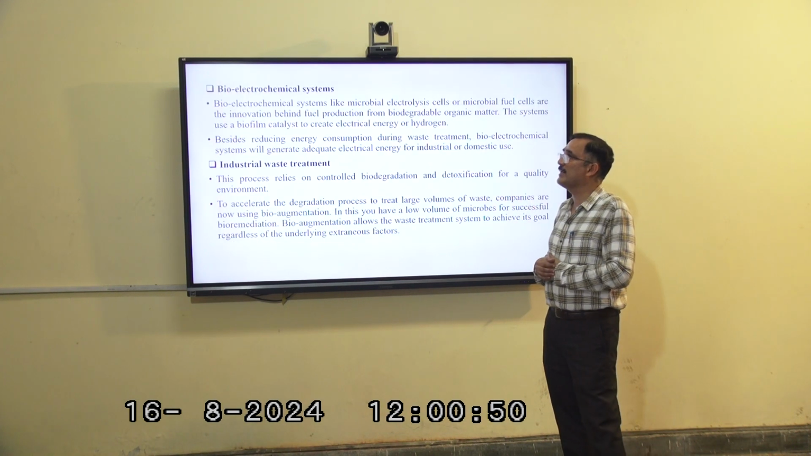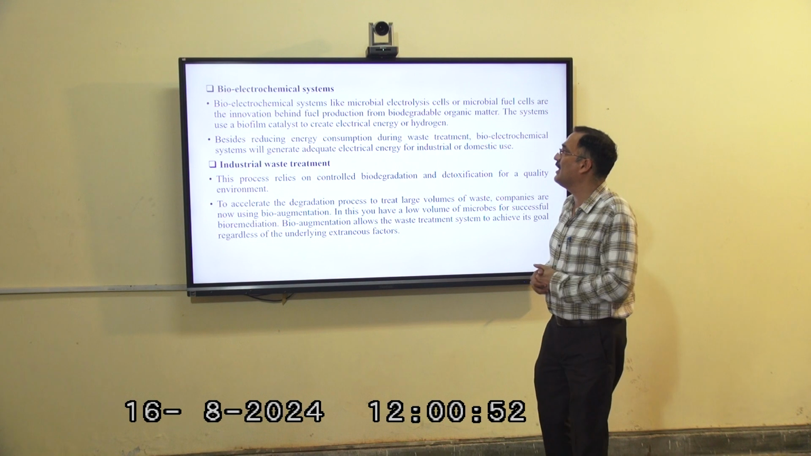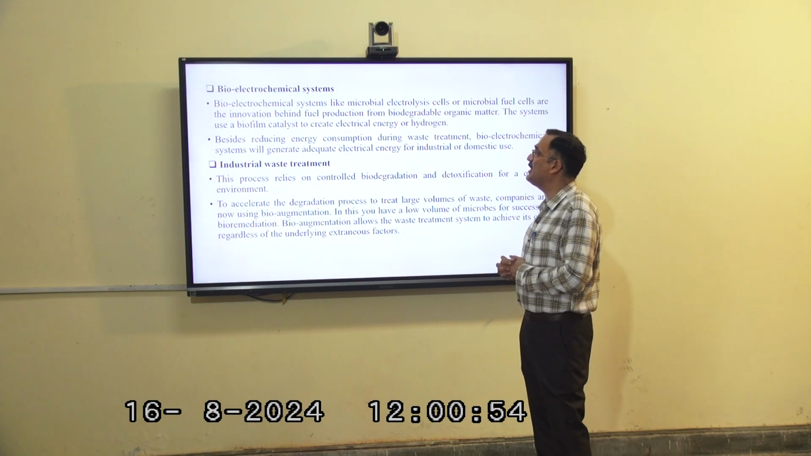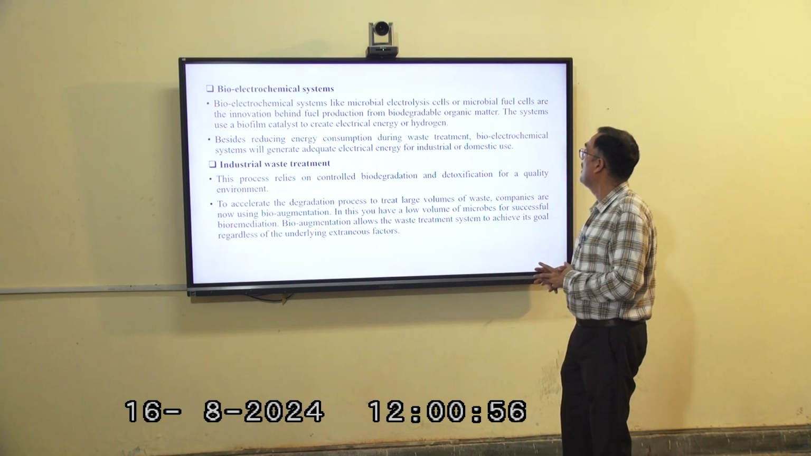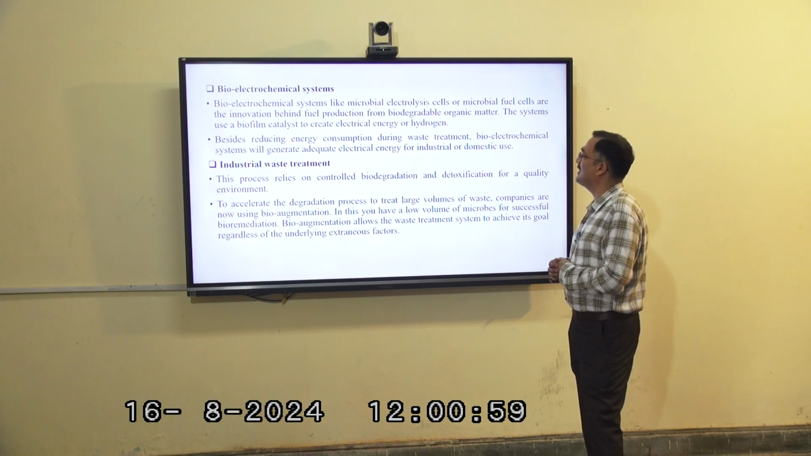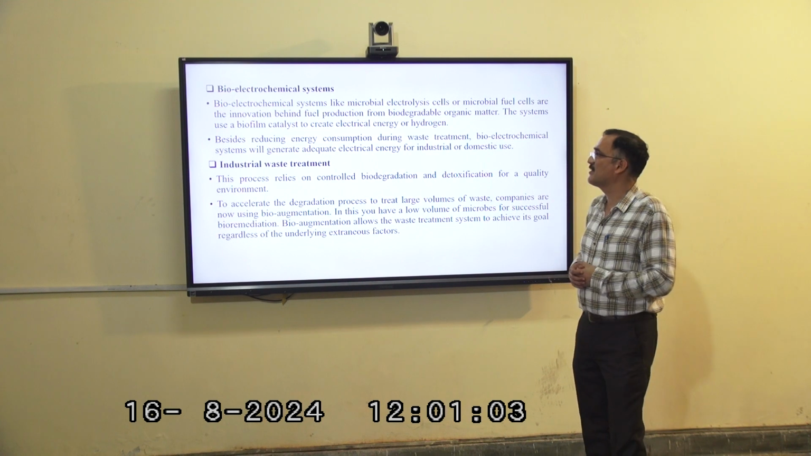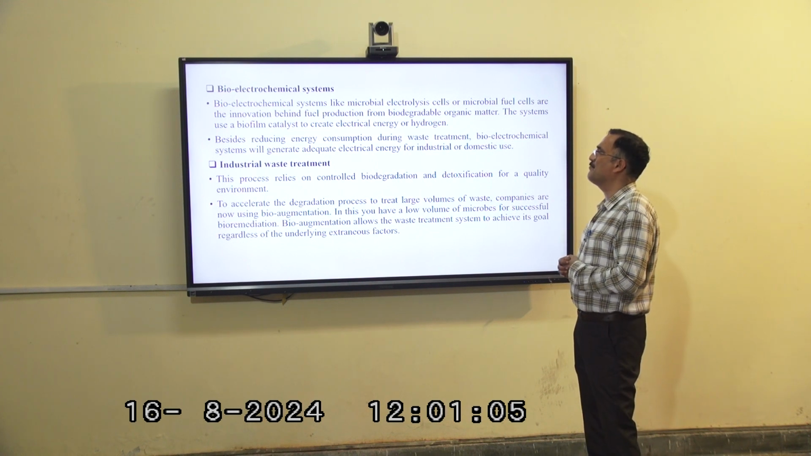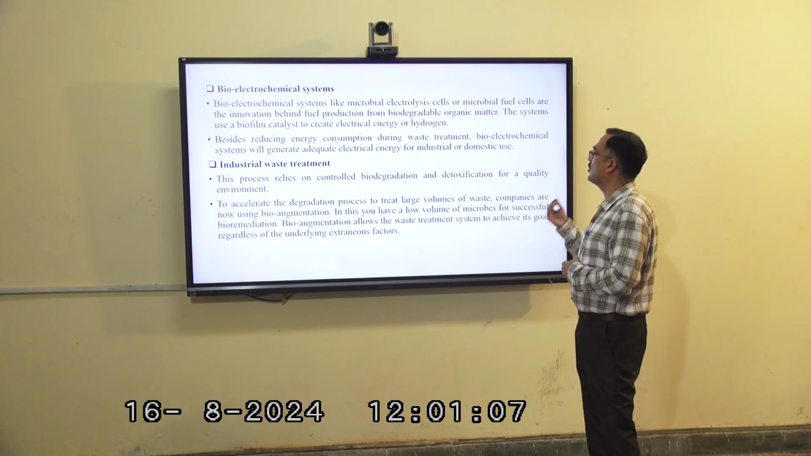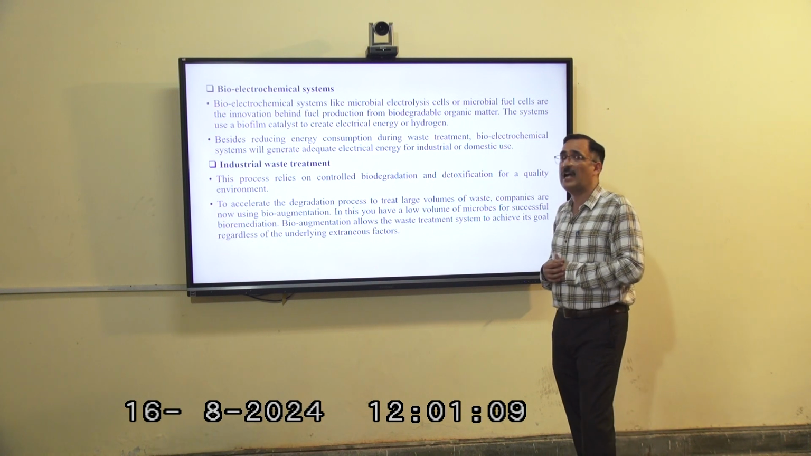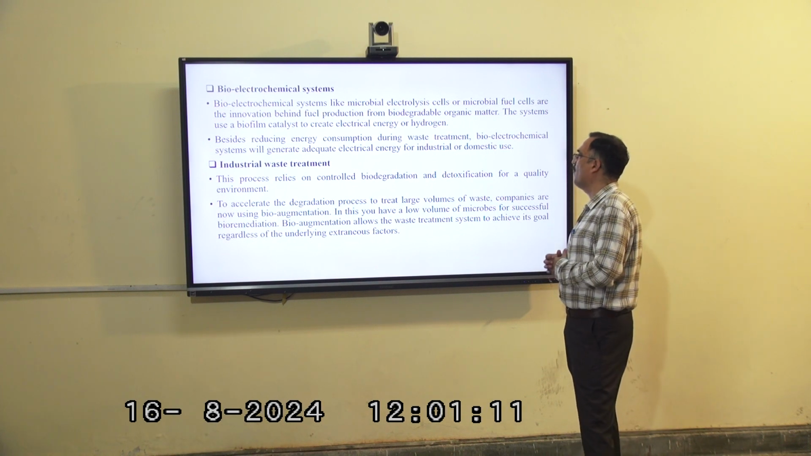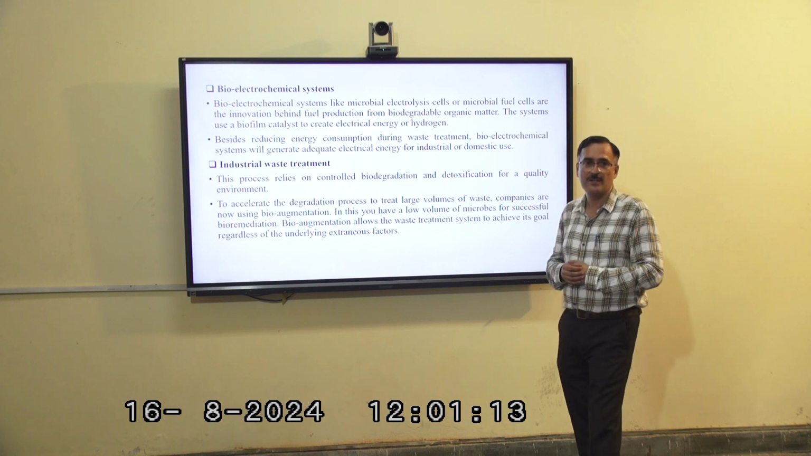Then bioelectrochemical systems. Here we can use a microbial electrolysis process. Microbial fuel cells are used to innovate fuel production, reducing energy consumption during waste treatment. Bioelectrochemical systems will generate adequate electrical energy for industrial or domestic uses.